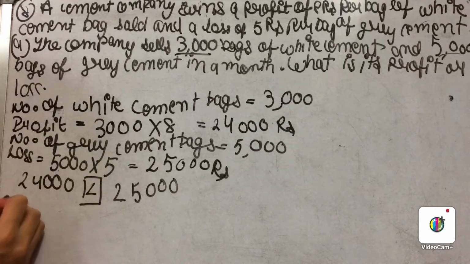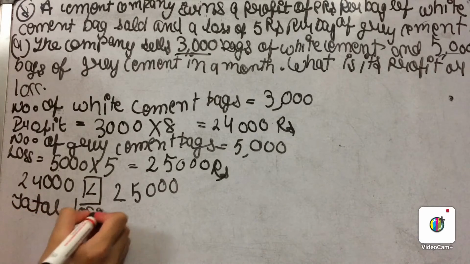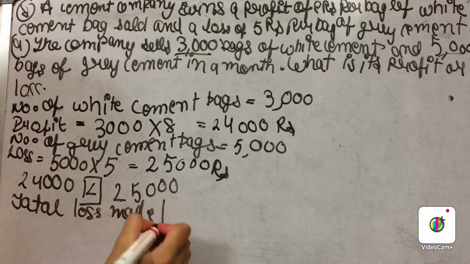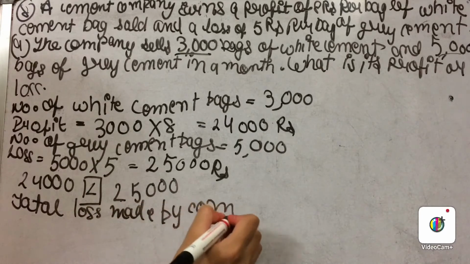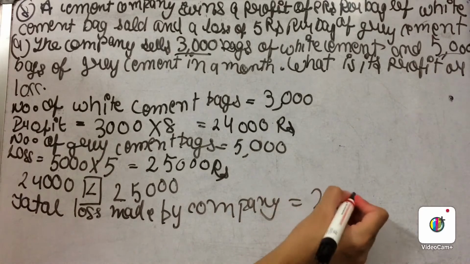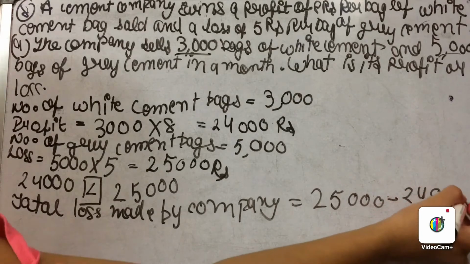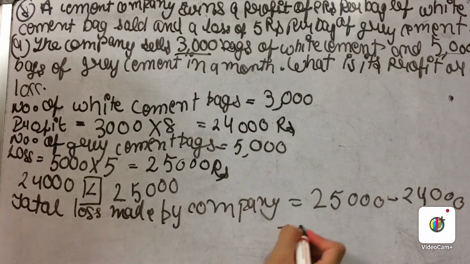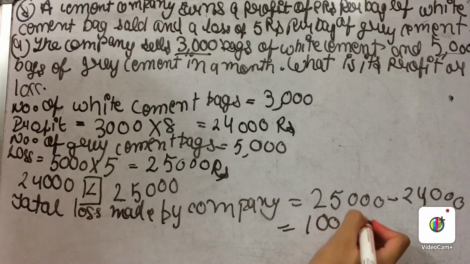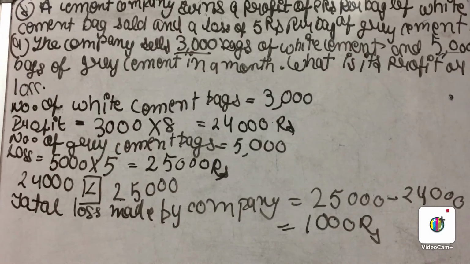So you will write here, actually not loss, you will write here total loss made by the company. What is the total loss made by the company? The total loss made by the company is 25,000 minus 24,000, and this is 1,000 rupees. So the loss made by the company is 1,000 rupees. So this was our A part.